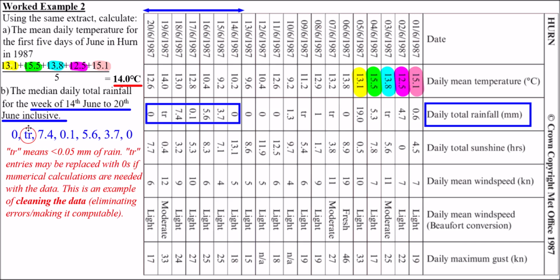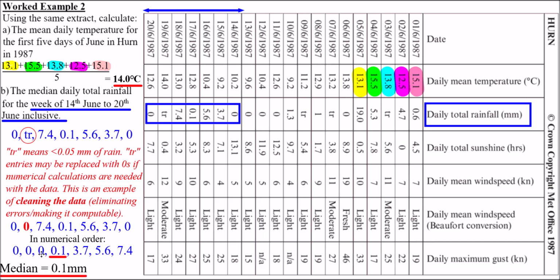So if I just replace the TR with a 0, the data then becomes this, with TR replaced with 0. I'll put this 0 in red so you can see that you've got the 0 which was your original 0, plus now an extra 0 from the replaced TR entry. And now just remember, because we're trying to find the median, we need to put these values in order of size. So from smallest to biggest, in numerical order, we've got this. So the median isn't going to be the first or last, so you can cross those end ones off. Not that 0 or 5.6, not that 0 or 3.7. The only one left in the middle is 0.1, so our median must be 0.1 millimetres.